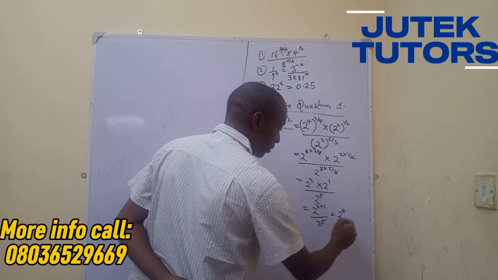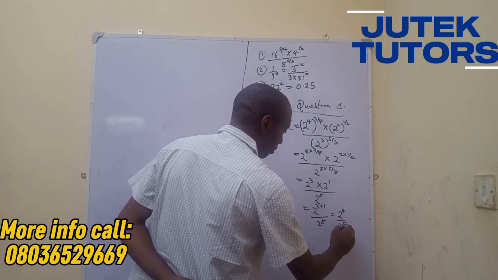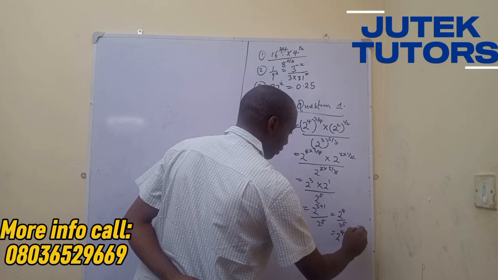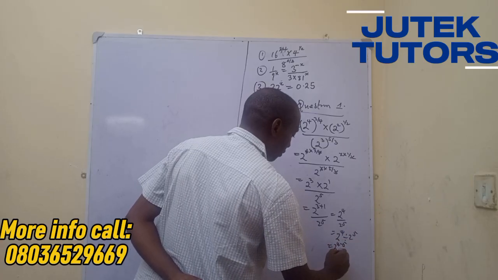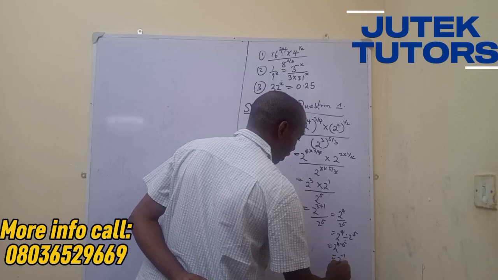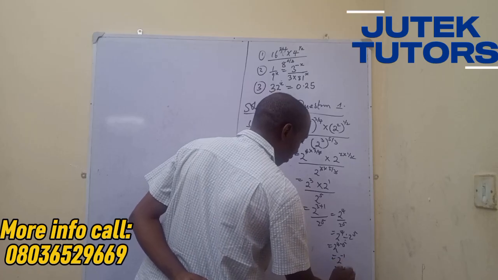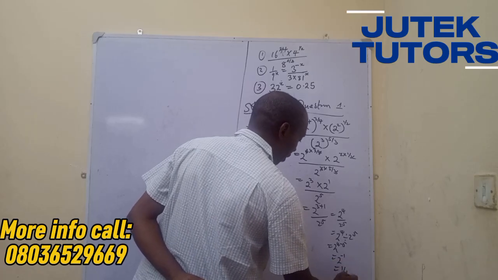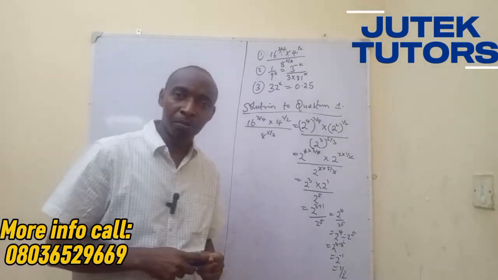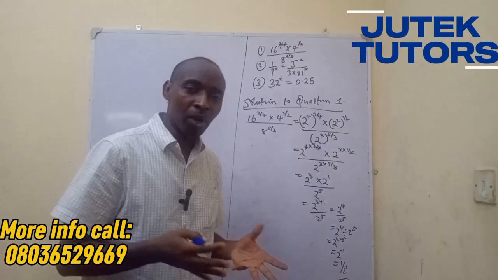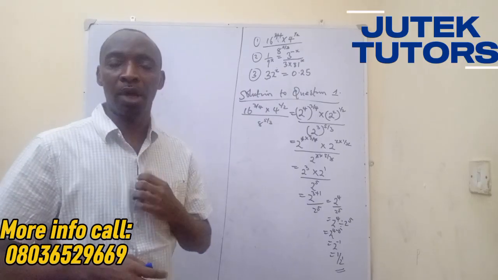Since this one is a division, we say 2 raised to power 4 divided by 2 raised to power 5 gives us 2 raised to power 4 take away 5, which is 2 raised to power minus 1. And 2 raised to power minus 1 is 1 all over 2 raised to power 1. So that's the solution to this problem. The answer is 1 over 2, which is half.